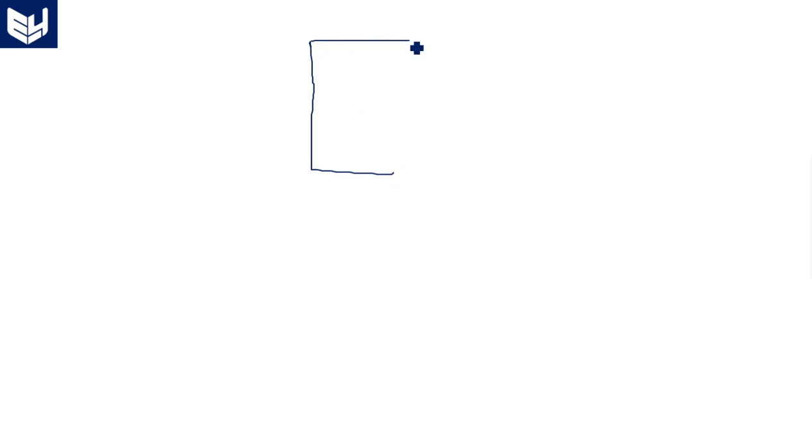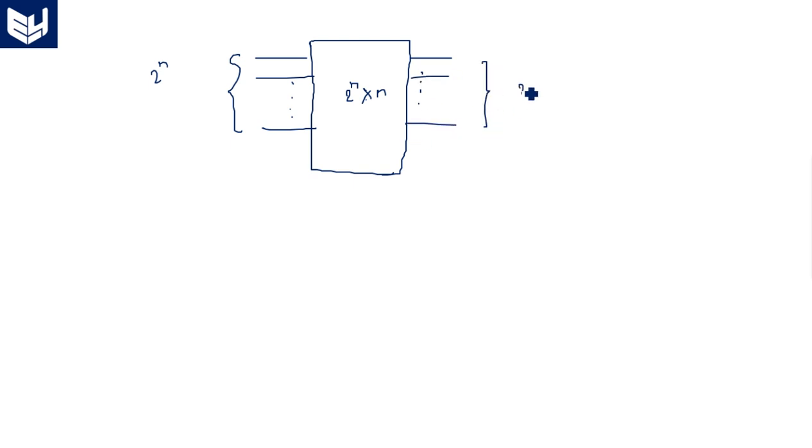Generally speaking, if you have an encoder like this, encoder 2 power n by n, it has 2 power n input lines and n output lines. Along with this, it has one enable pin. Enable pin is always there for all the ICs to enable whenever we need, otherwise it will be in the disable state. The main application of encoders, decoders and multiplexers is in communication.